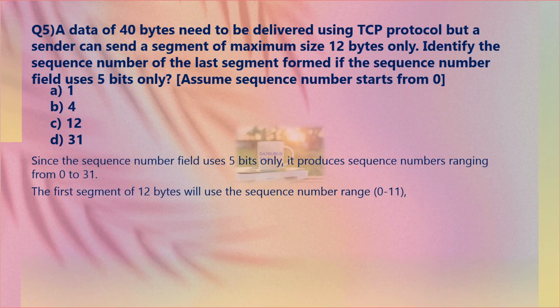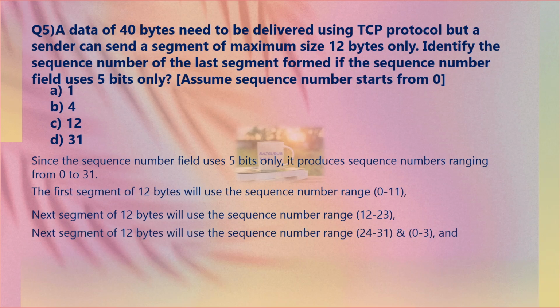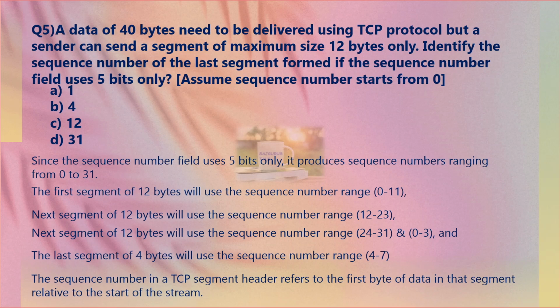As the question itself mentions, the next segment of 12 bytes will use the next continuous sequence numbers, right? After 0 to 11 comes 12 to 23. The next segment of 12 bytes will use sequence numbers ranging from 24 to 31 and 0 to 3. And the last segment of 4 bytes will use sequence numbers ranging from 4 to 7. The sequence number in a TCP segment header refers to the first byte of the data in that segment relative to the start of the stream. So the answer is 4.